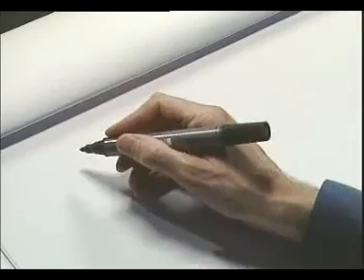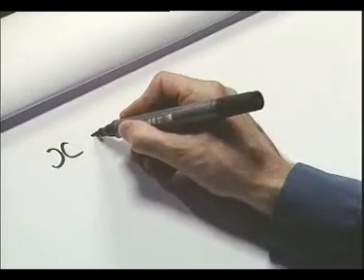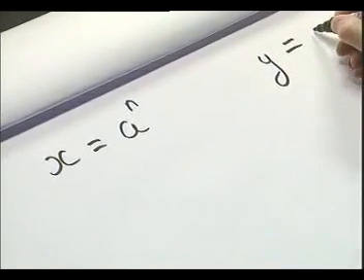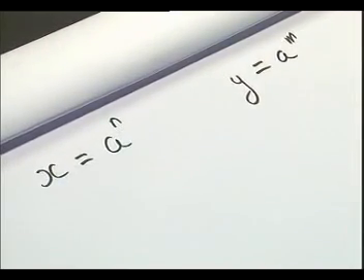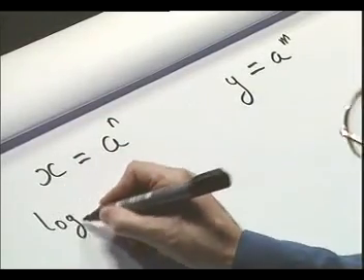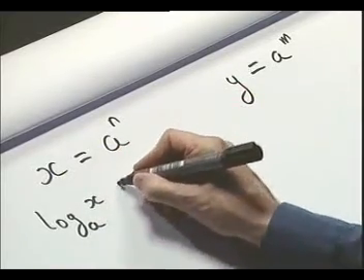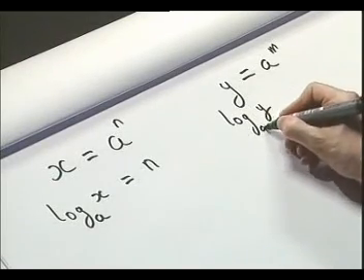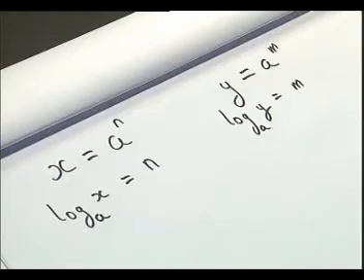Our third law. Well, in a way, we've already met the third law, because now we've done multiplication of two different numbers, and repeated multiplication of the same number. So what we're going to look at now is division. So again, we'll define x to be a to the power n and y to be a to the power m. We'll write down what that means in terms of logarithms. Log of x to the base a is n, and the log of y to the base a is m.